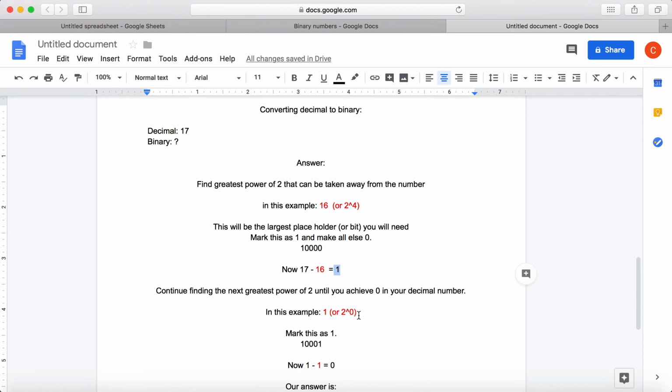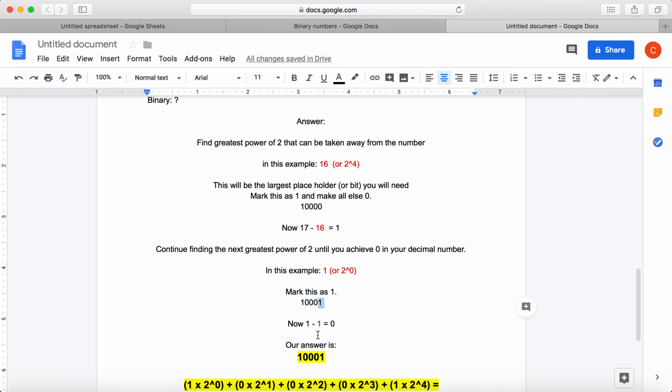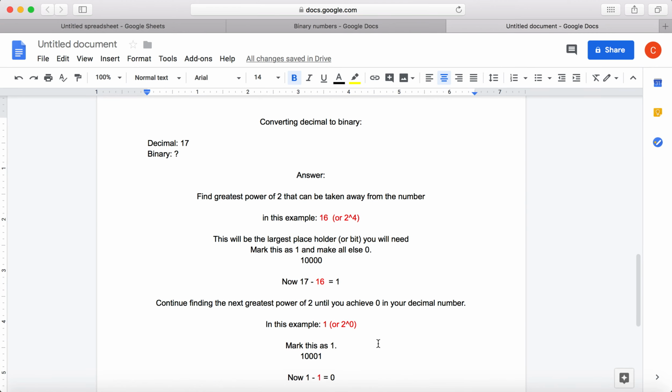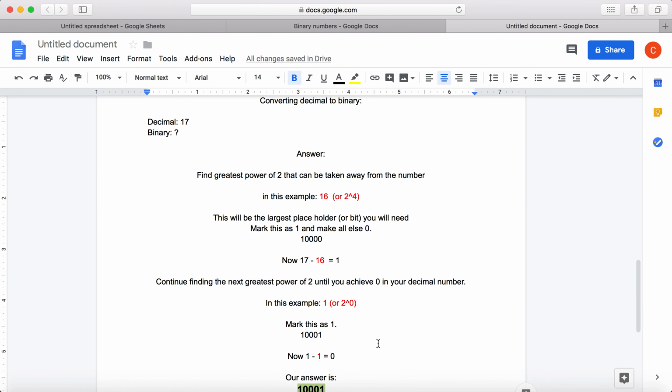So in this example, the next greatest power of 2 is going to be 2 to the power of 0, which is 1. So we mark this 2 to the power of 0 bit as 1, and now we subtract 1 from 1 and see that we have achieved 0 in our decimal number, and we know our answer is finished. Our answer is 10001, which is the binary for decimal 17.